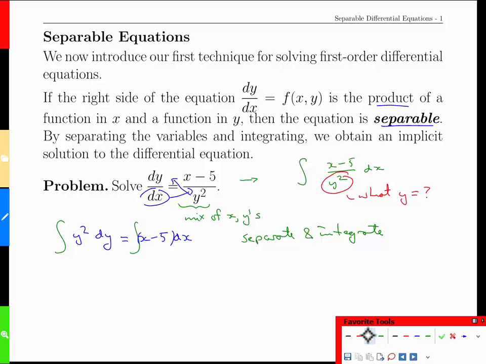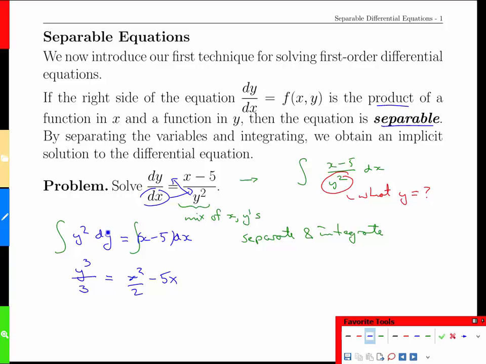Two steps there. Once we've done that and verified that the integral here has no x's, and the integral with dx has no y's, then you can go to town and use all the classic integration skills at your disposal. Here, y is our variable. It's a power of y, so we add 1 to the power and divide by the new power. On this side, we can integrate term by term, and we get x squared over 2 minus 5x.